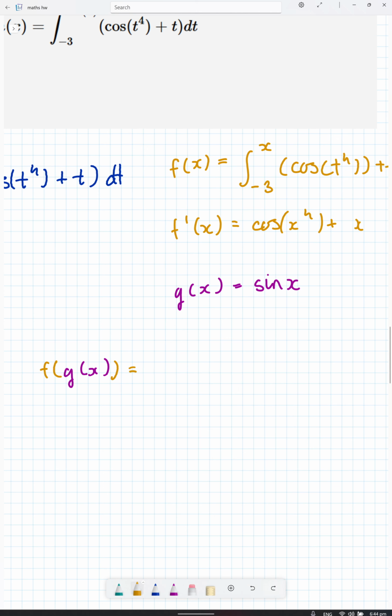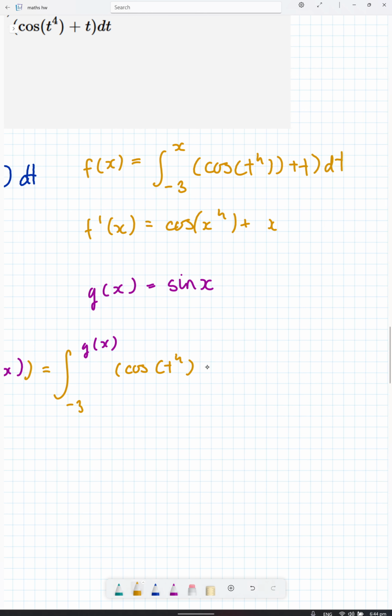So we have f(g(x)) is equal to, then we're going to put g(x) into this x here, the integral from -3 to g(x) of cos(t^4 + t) dt.